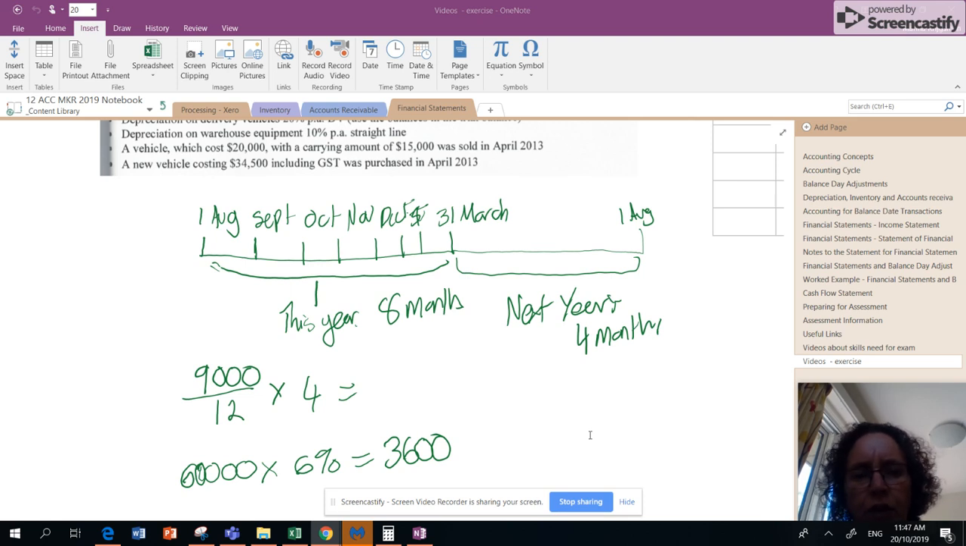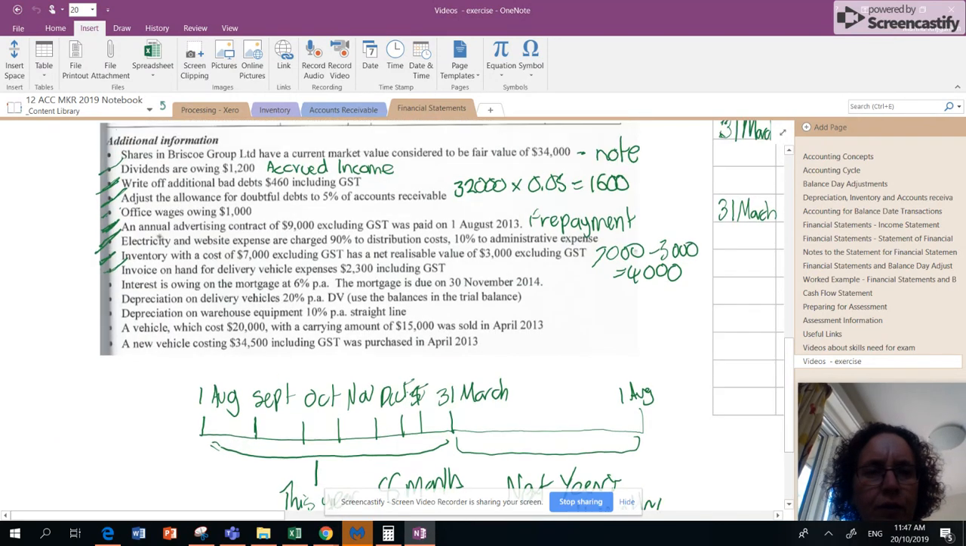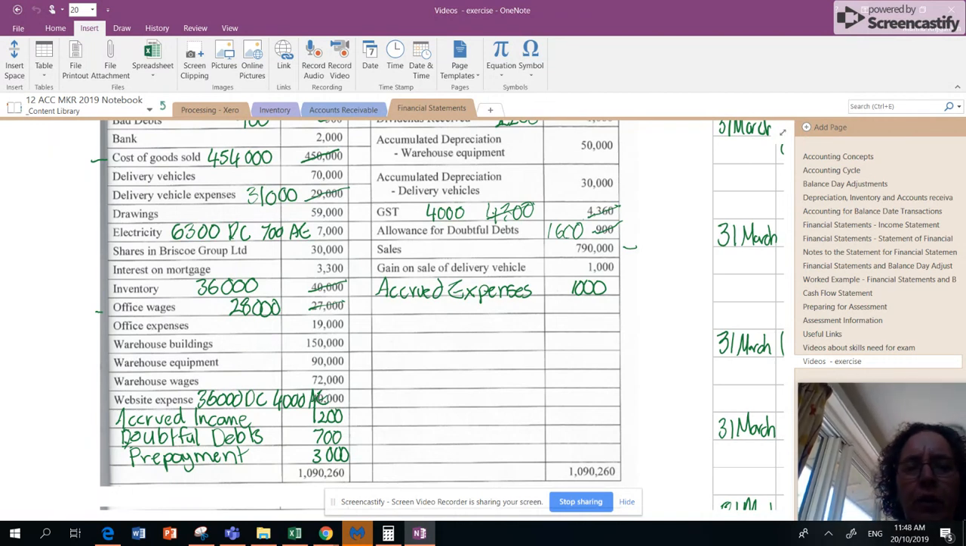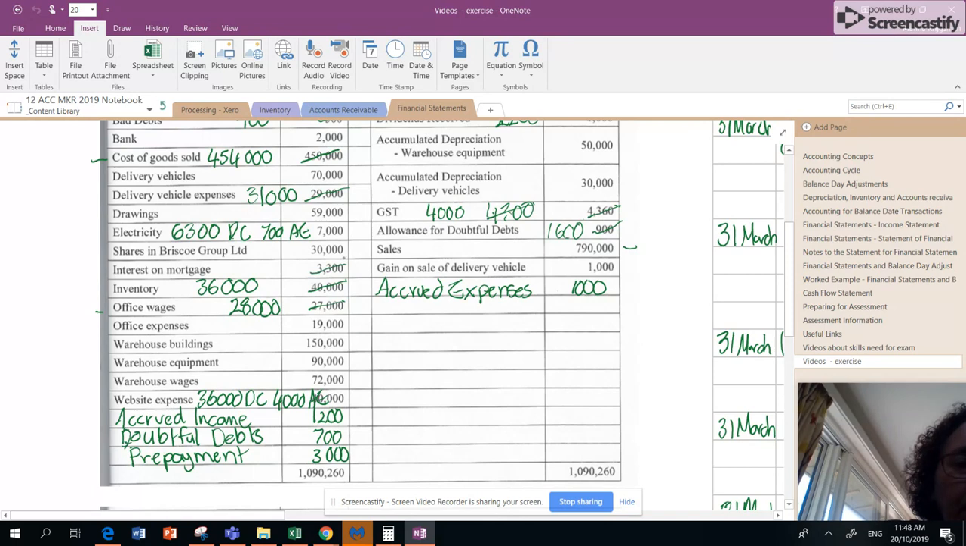Okay, we're just going to finish off the interest on mortgage. So we know that we should have paid $3,600. Having a look at interest on mortgage, it says that we've only paid $3,300, so we need to increase that by $300. So this is going to be an accrued expense because we still owe it.